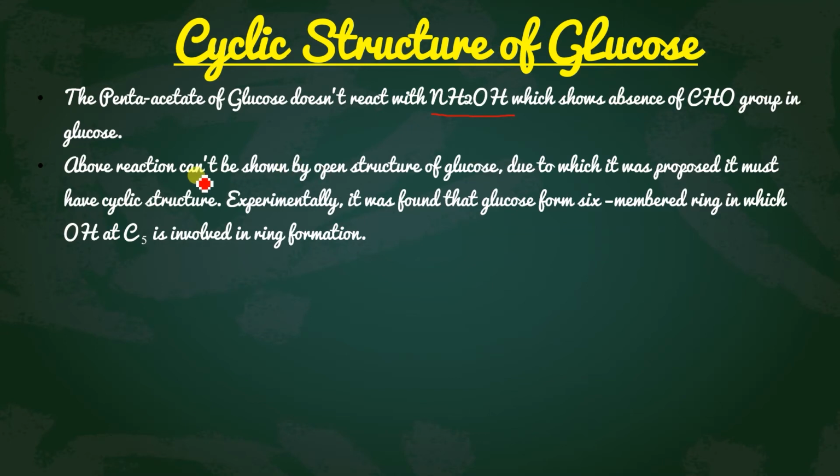So the above reaction cannot be shown by the open structure of glucose, and due to this it was proposed that it must have a cyclic structure. Got it? Experimentally, it was found that glucose forms a 6-membered ring in which the OH at C5 is involved in the ring formation. That I have explained. It will have a 6-membered ring in which the OH at C5 is involved in ring formation.